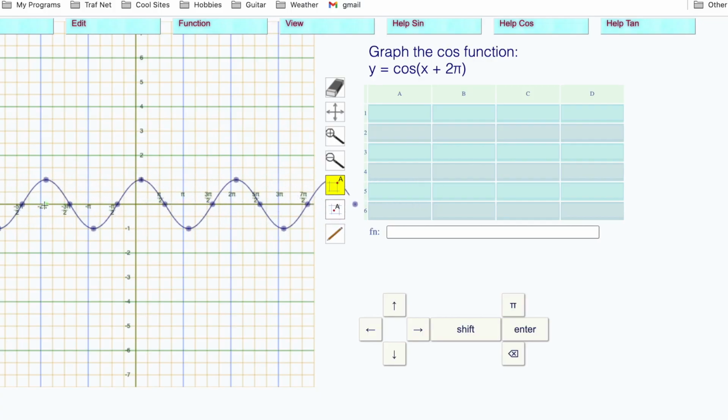And notice what happens. Because the period of the cosine wave is 2 pi, by moving it 2 pi, I don't change it at all. We still have the same graph, so I could have left it exactly where it was. It would have been fine.